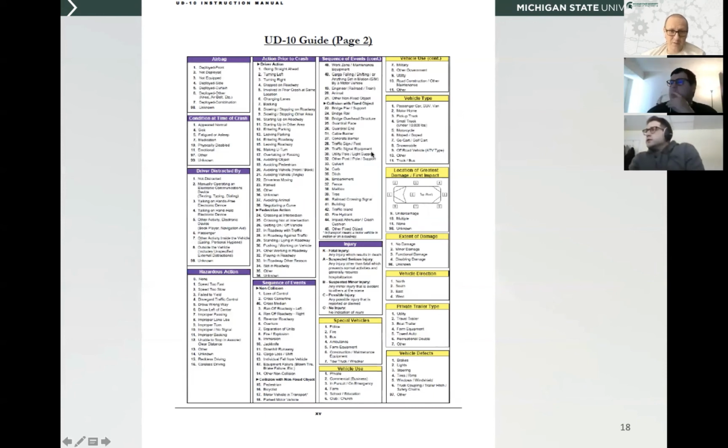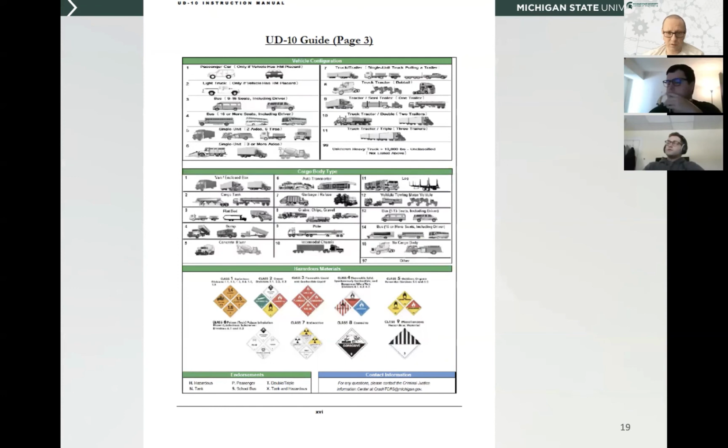As we look at the actions prior to the crash and the sequence of events, there's a lot of really rich information that can be obtained here that helps us understand the different causative factors to some degree as well. Okay, so we'll start working through this a little more over the next few weeks. I'll have you get some practice using the Traffic Crash Facts data query tool, but this hopefully provides us with a nice overview.